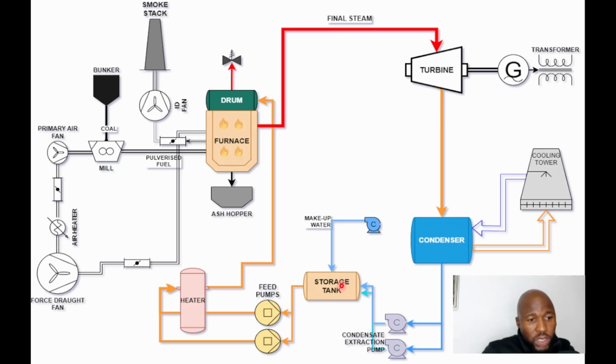So basically we have a closed loop system from the turbine to the condenser to storage tanks, feed water pumps, back to the drum, into the furnace, and then back to the turbine again. That process repeats itself. But there are losses along the way. So once we lose water, we then make that water up.